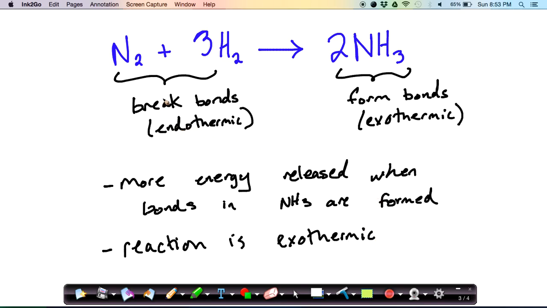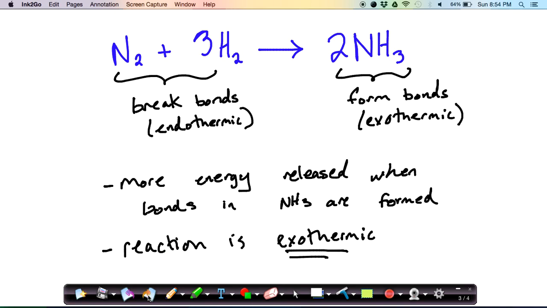We're going to have an initial input of energy in order to break the bonds of the reactants. But then when we form the bonds in our product, there's going to be a greater amount of energy released. So if we look at the amount of energy that is input and the amount of energy that is output, there's a greater amount of energy output. So the balance makes the reaction exothermic. The balance is a net flow of energy out of this reaction system.